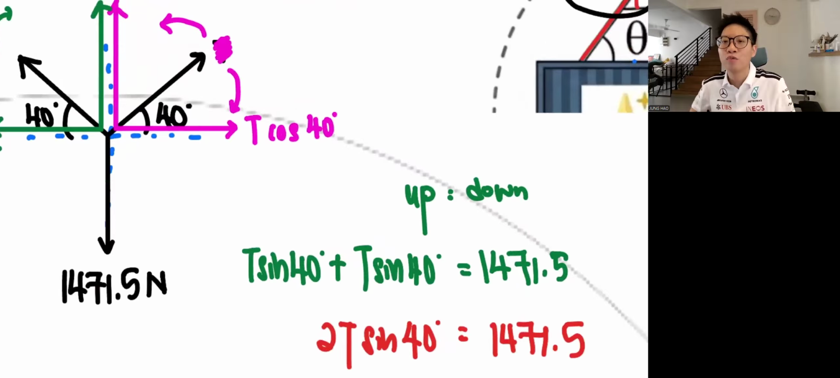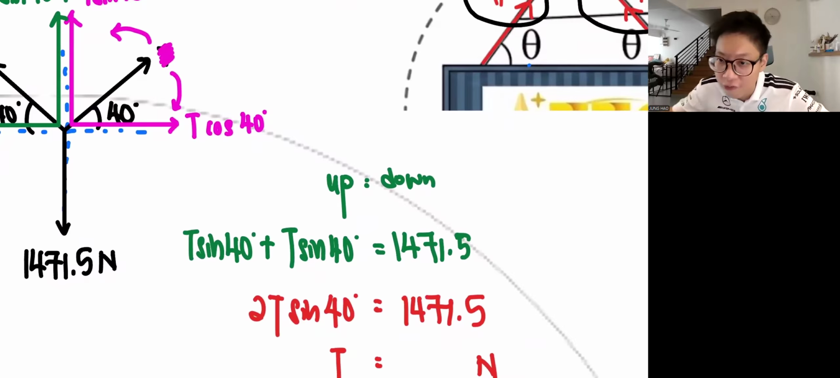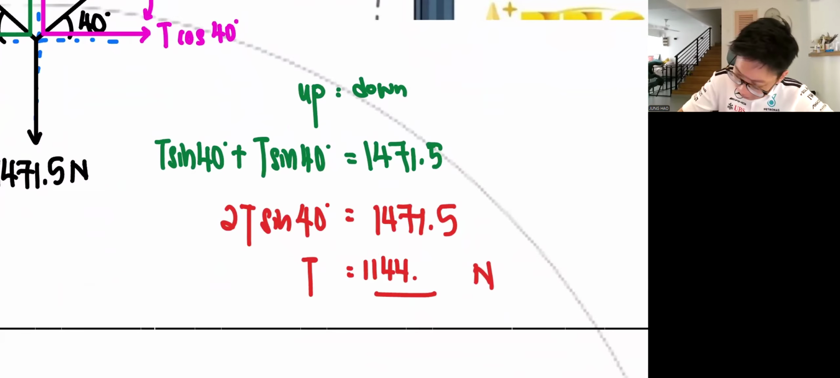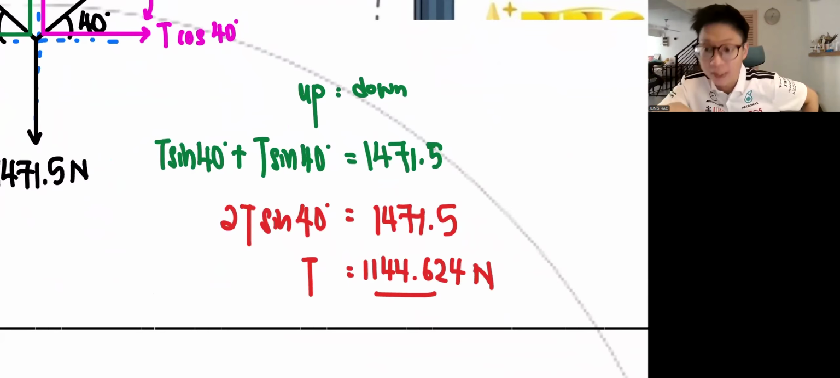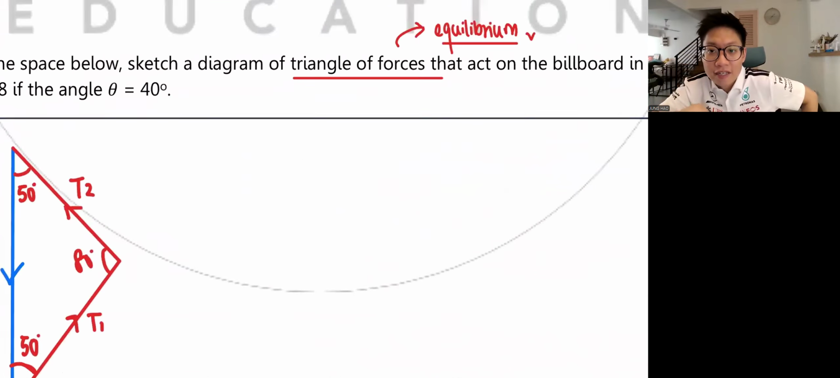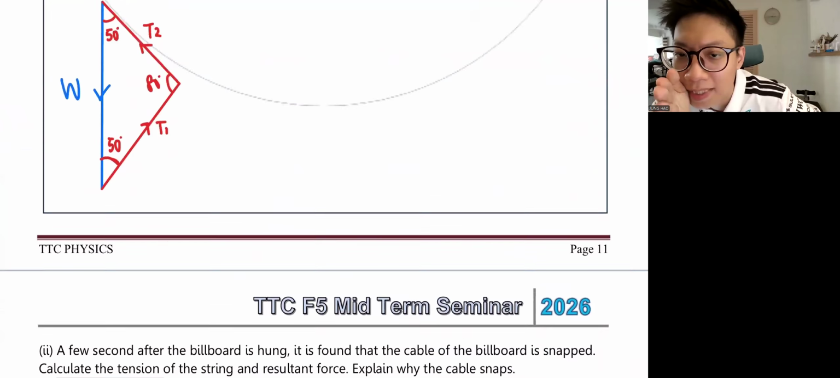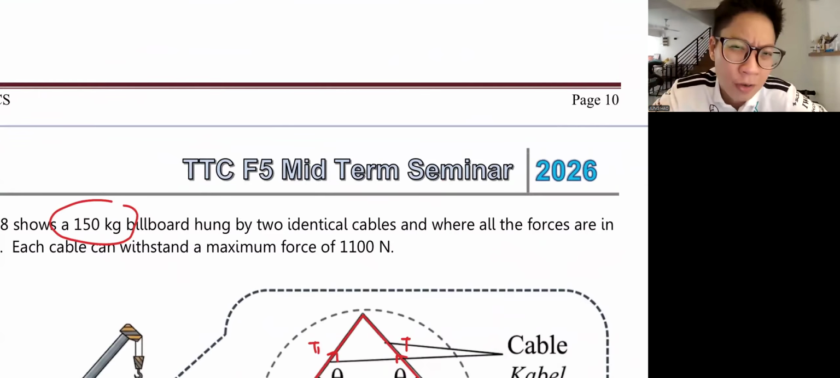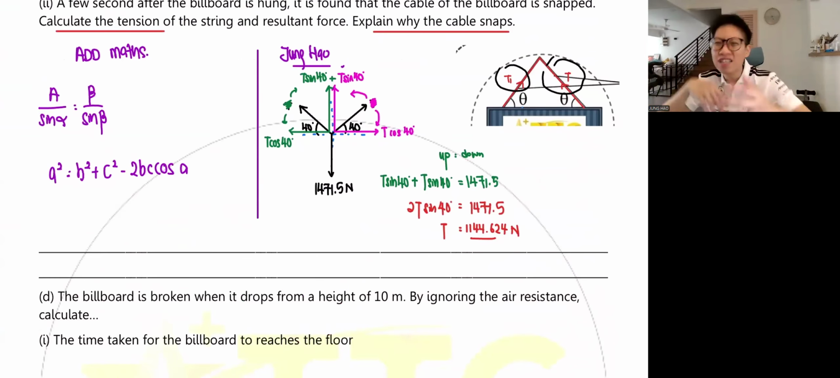Okay, so the answer is going to be 1144.624. Now guys, will the cable break? Let's have a look. Actually, they are a bit dumb because they really tell you to explain why the cable snaps. But of course, we know that because the maximum force is only 1,100. So if you can only withstand 1,100 and suddenly you get 1144, of course it breaks, right?